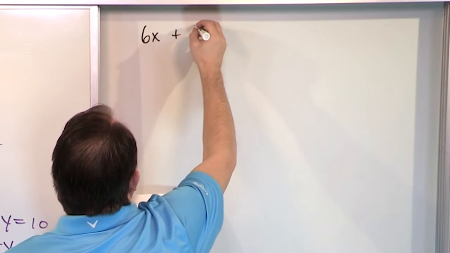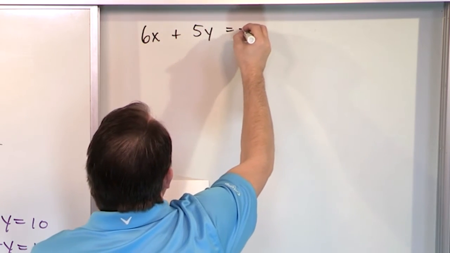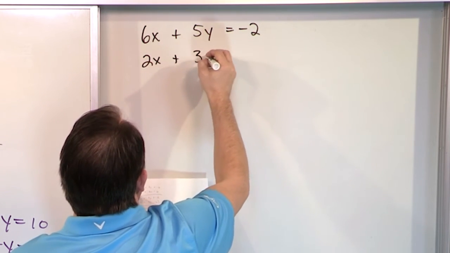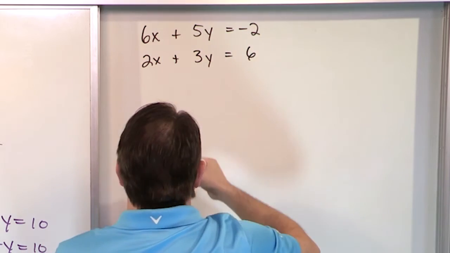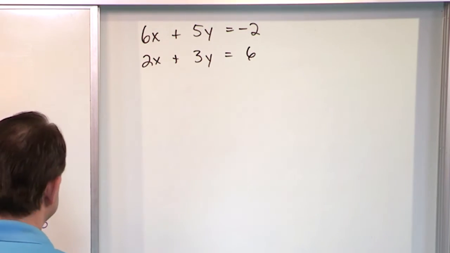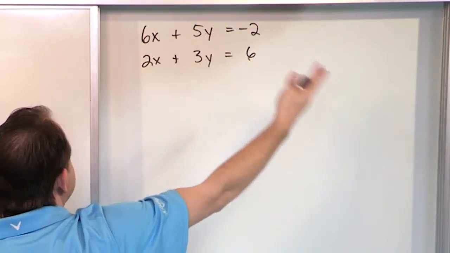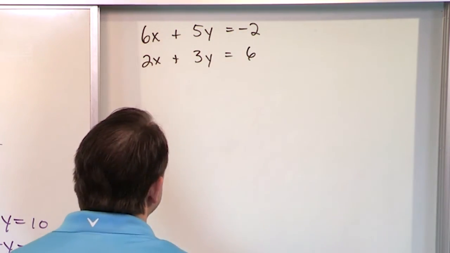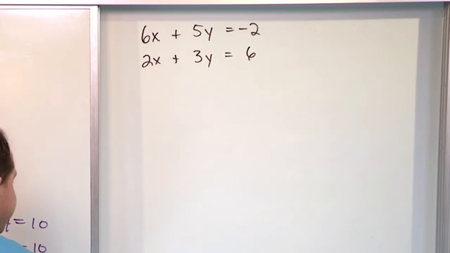6x plus 5y is -2. And then I have 2x plus 3y is 6. So the first thing you ask yourself is, can I just add these the way they are? 6 plus 2, that's not going to cancel. 5 plus 3, that's not going to cancel. So none of the variables cancel. So obviously it's not going to work.